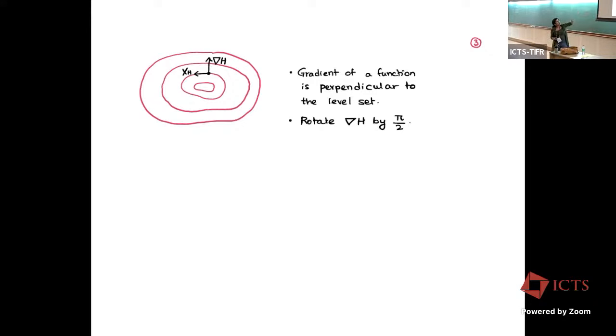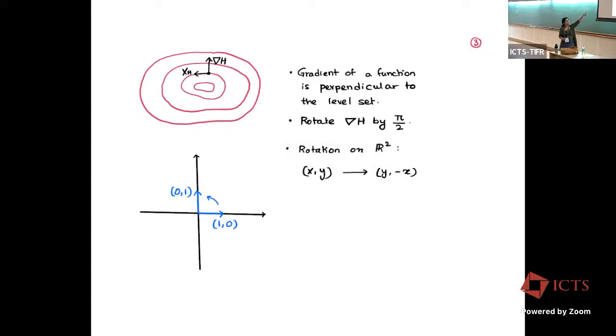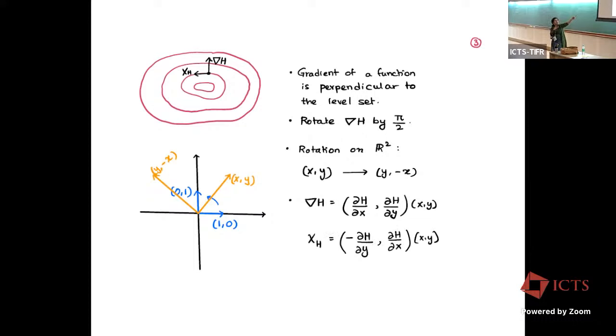Now let's see how to do the rotation. In R2, if you take (x, y) and rotate by 90 degrees anti-clockwise, you get (y, minus x). So (1, 0) will go to (0, 1), or you can take some other vectors. So (x, y) will go to (y, minus x). That is the rotation. By that formula, our gradient was these two partial derivatives at any point (x, y). If you rotate it, you get minus del h del y and del h del x. So that is the vector.